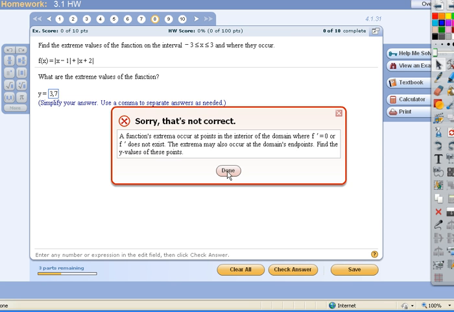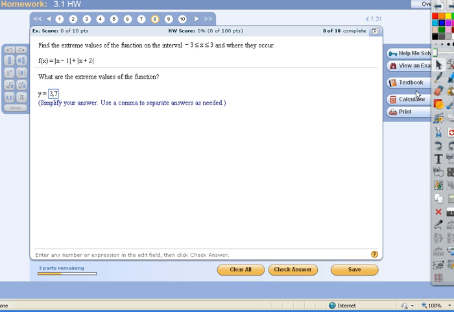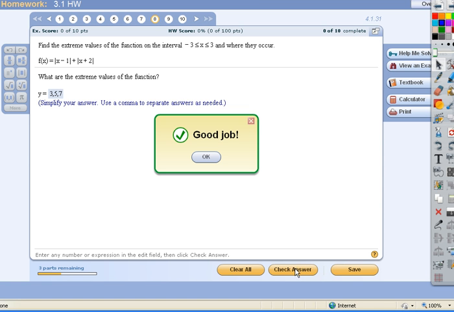Wrong. Try 5 and 7. You only have one more chance to give the answer. So it wants the other endpoint in there too? Can we put 3, 5, 7? I don't think that's right. Yeah, there you go. Winning. That's terrible. That's not what it is.